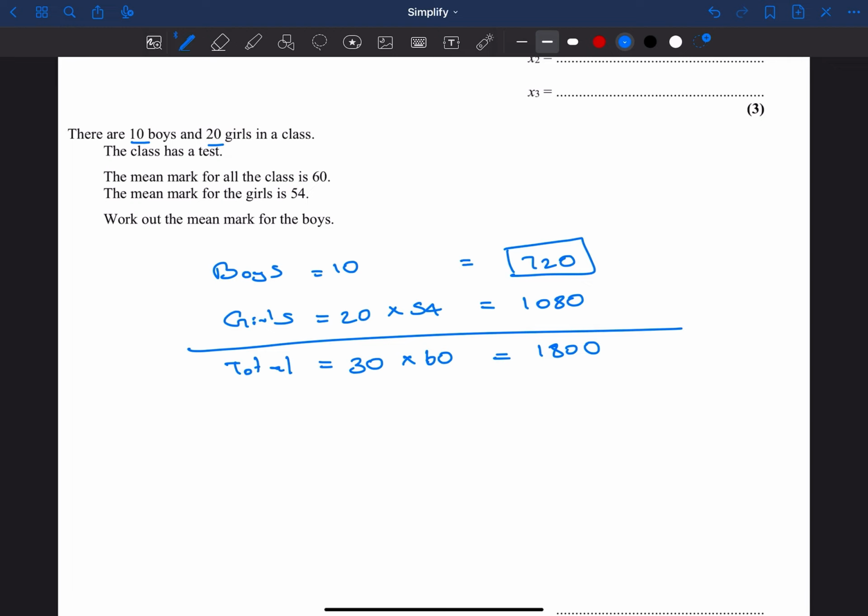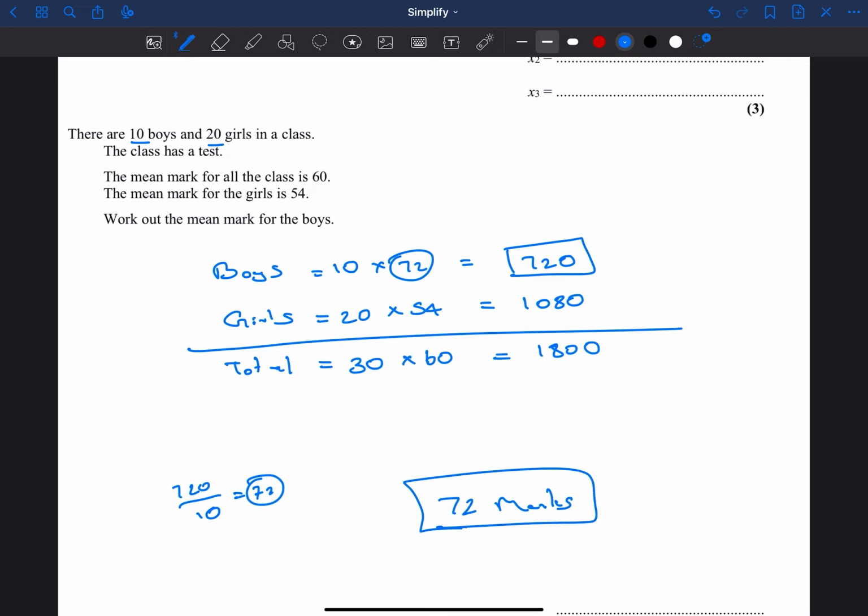But they want the mean marks. So how much is it? Mean marks would be 720 over 10, isn't it? Which is 72. So it must be 72 here. So what is the mean mark for boys? 72 marks. Okay, good.